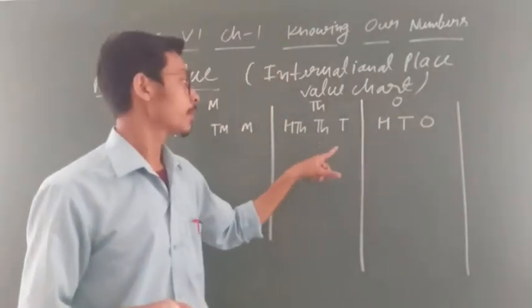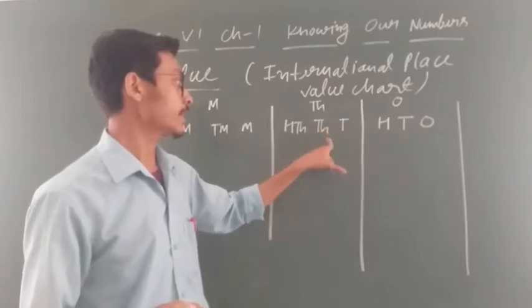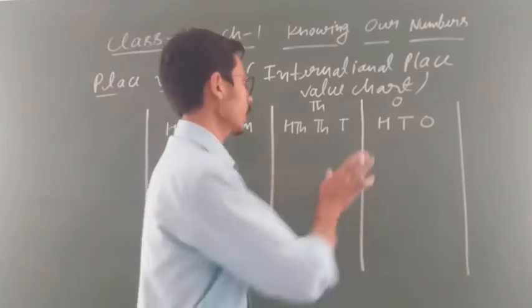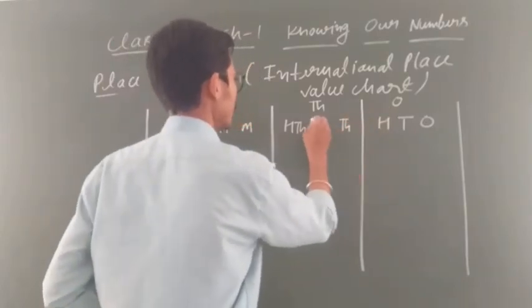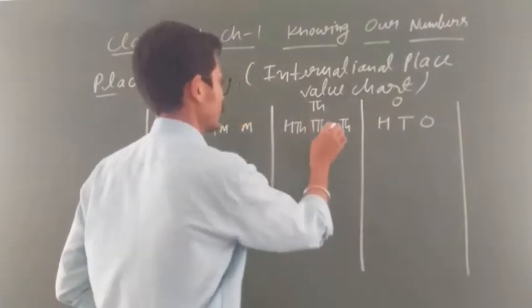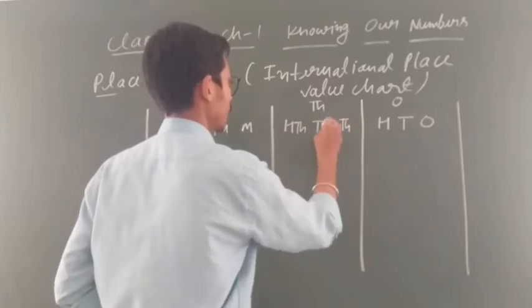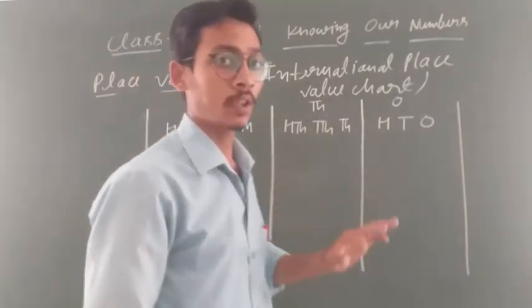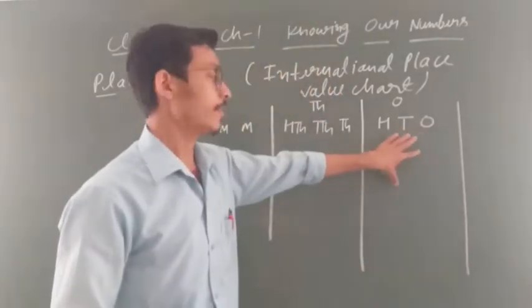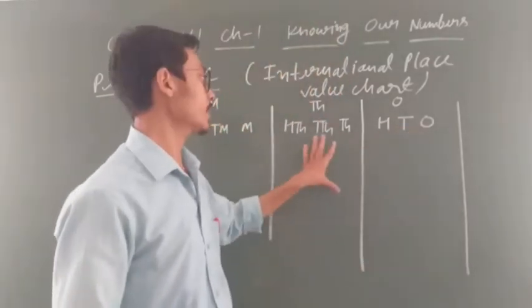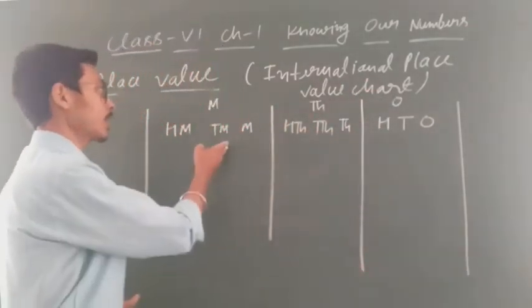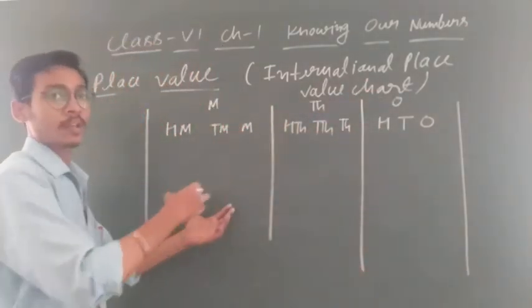Why different? Because here after 1000, 10,000 comes 100,000. So what is the difference? Here the first period is the same, the second period is 1000, 10,000, 100,000, but in the Indian chart, after 1000, 10,000, lakh will come in the third period. This is quite different.